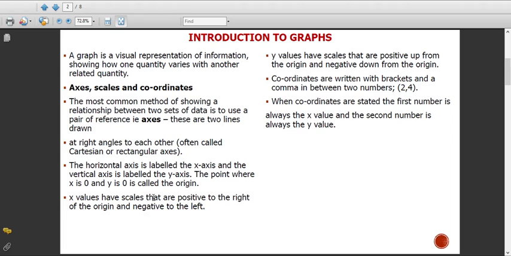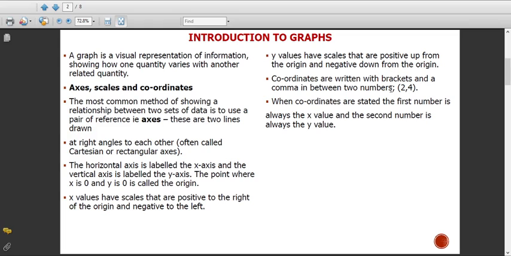The x values have scales that are positive to the right and negative to the left, if we remember our number line very well. The way the number line is drawn horizontally, it has both positive and negative values. Likewise, the y-axis also has both positive and negative values. The positive values are up and the negative values are down from the origin.